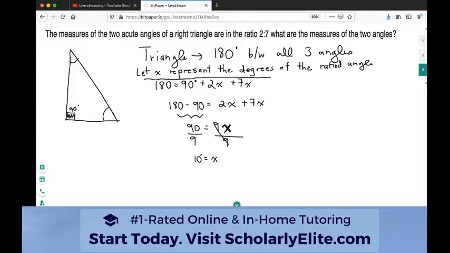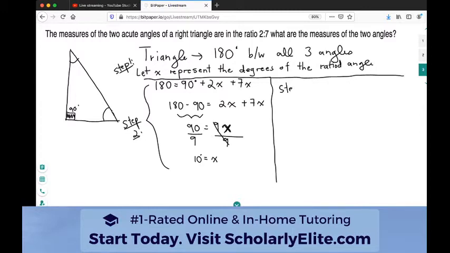Okay, so let's take that information. So this was step 1. Actually, this is step 1. Creating a let statement is step 1. Step 2. Here we are. And then now we're going to move on to step 3, which is using that information to solve.